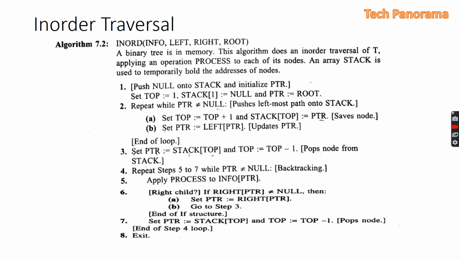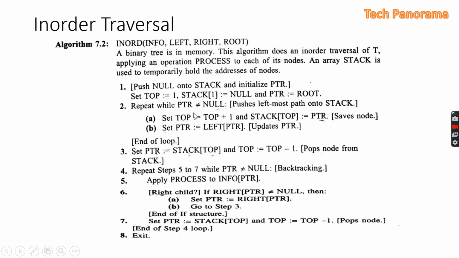Now there is a third way. Before starting the third way, there is an algorithm for the in order traversal. So first is the algorithm. The name is INORDER, and this is a list of parameters: info, left, right, and the root. First, we will push the null element to the stack, that is, top is equal to 1 and stack of 1 is equal to null. Then set PTR equal to root. The process will go on till the PTR is not equal to null.